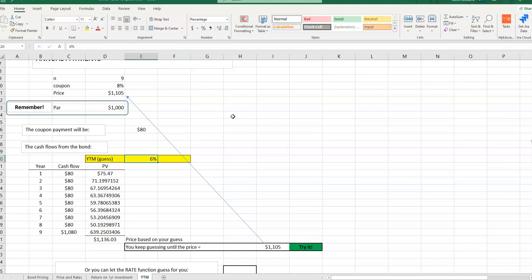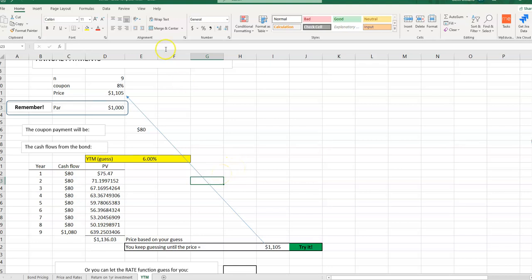Well, 6% is too much, so I can just keep doing this, keep guessing until I get the price equal to $1,105. You can imagine doing this by hand was a real chore, but we literally used to do it that way. All right.